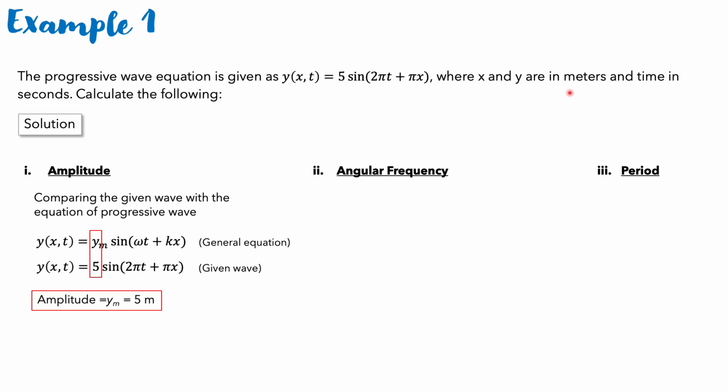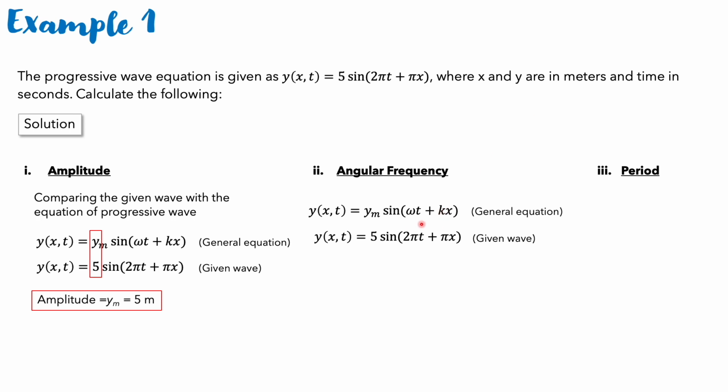Next, angular frequency. Again, we will compare the standard or general equation and the one that is given to us. We already saw that ym is equal to 5. Now we will look at the terms inside the bracket. Omega is the angular frequency, right? In the same place, since it is omega t in the standard equation, here it is 2 pi t. So omega is equal to 2 pi. Just by comparison we can find this value. Therefore angular frequency is 2 pi radians.